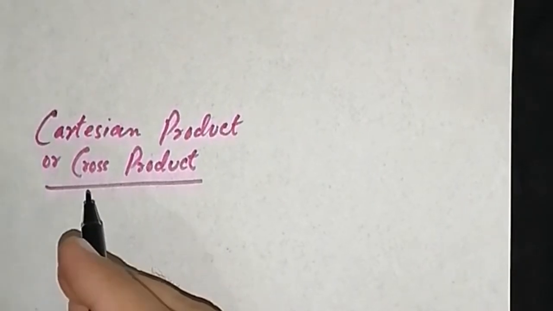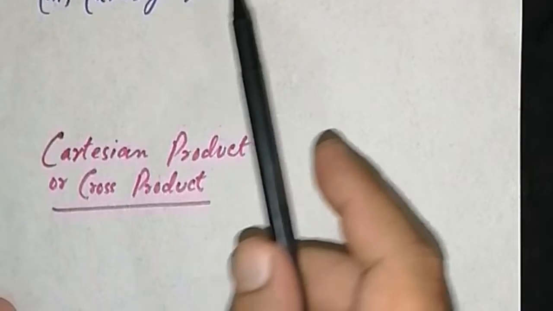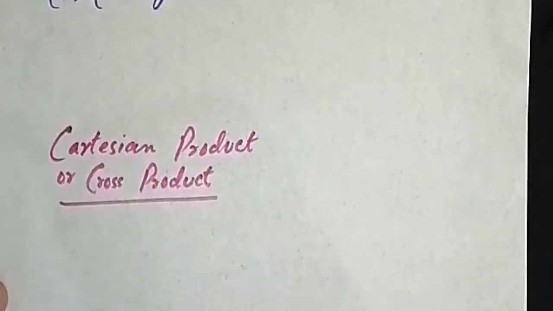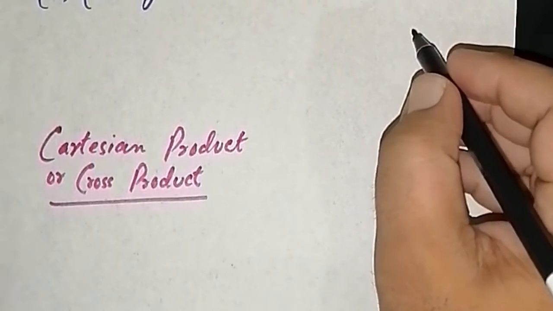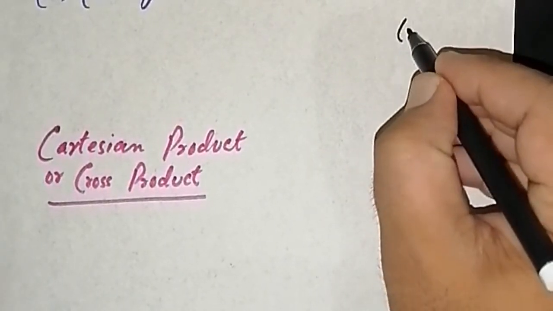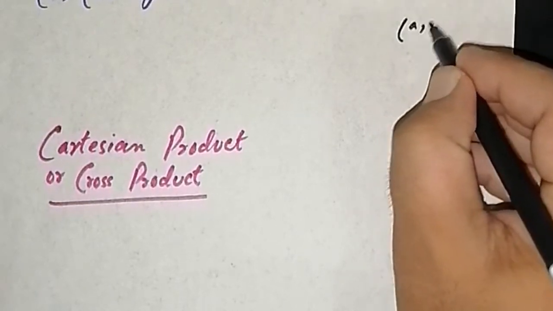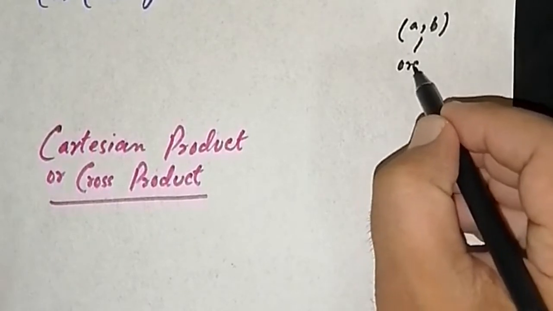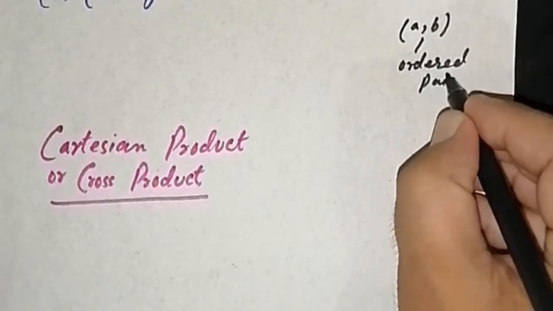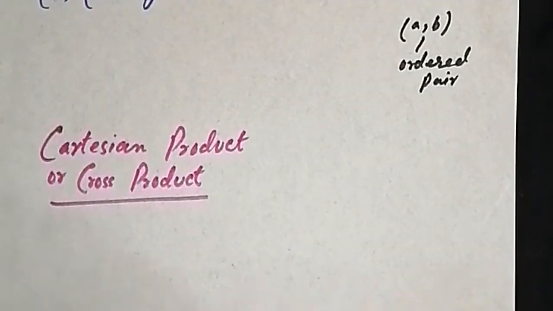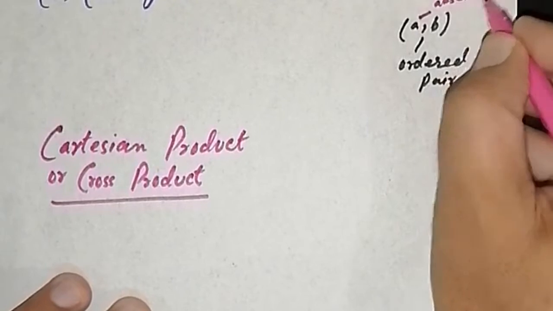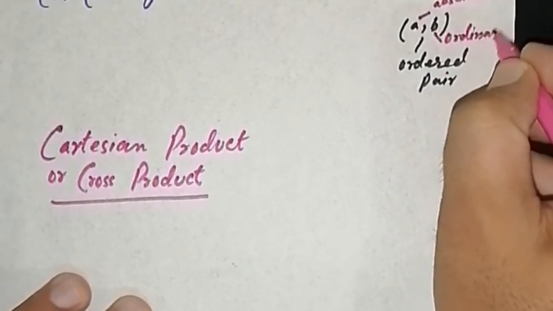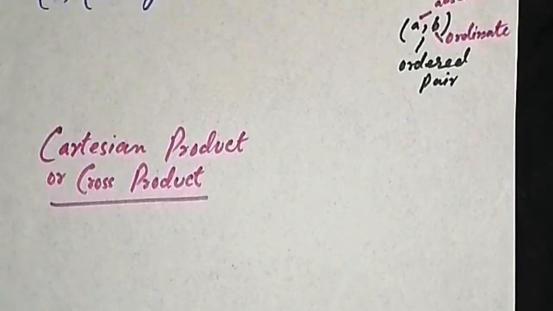Now we are solving fill in the blanks. Before I start this topic, you have to understand the ordered pair. As in question number 1, (A, B) is written as this. This is called an ordered pair. In this ordered pair, A is called abscissa and B is called ordinate. The whole bracket is called an ordered pair.